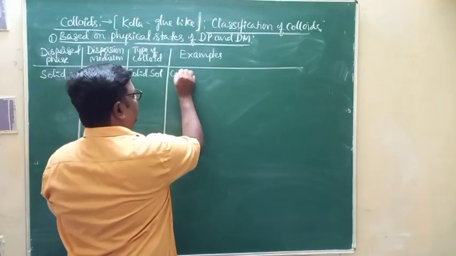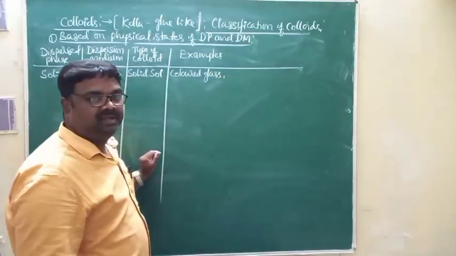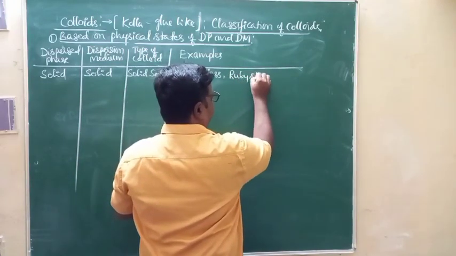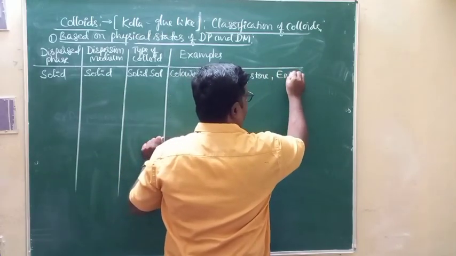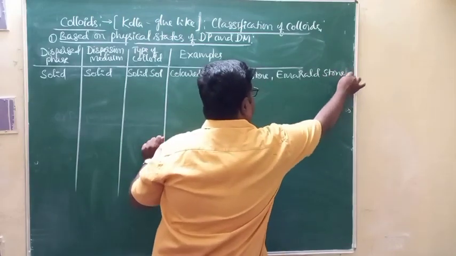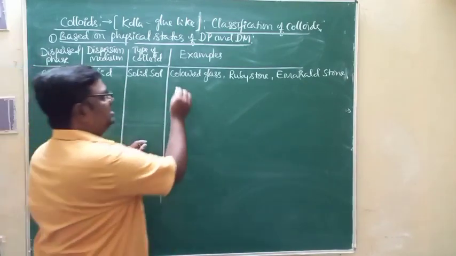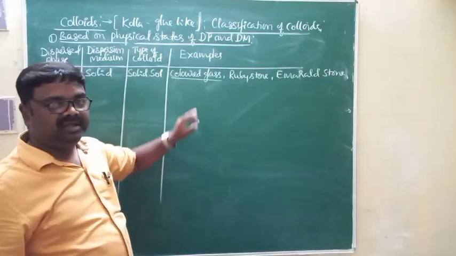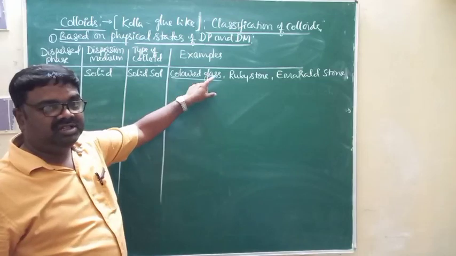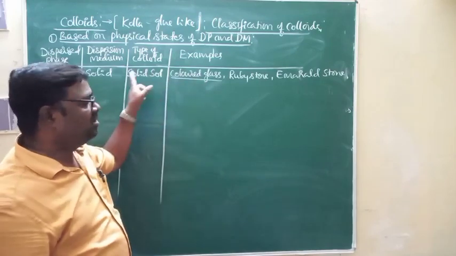Example for that, it will be colored glasses. The second example will be gemstones like ruby stone and of course emerald stone. These are the examples for solid in solid type colloidal system, or you can say solid sol. Look at this. In the case of colored glass, solid colored particles will be dispersed in a solid glass medium, is it not? That's why it is an example for solid sol.